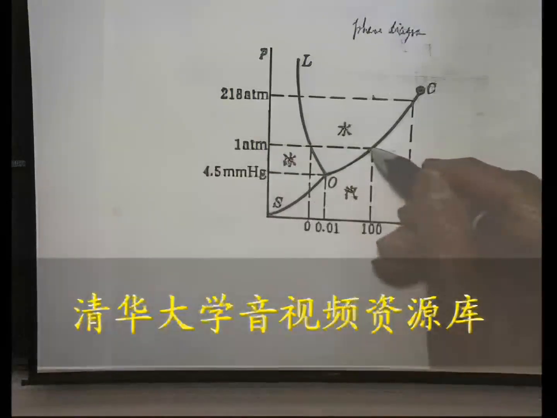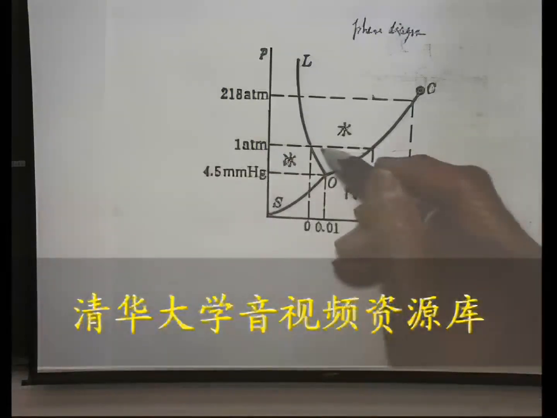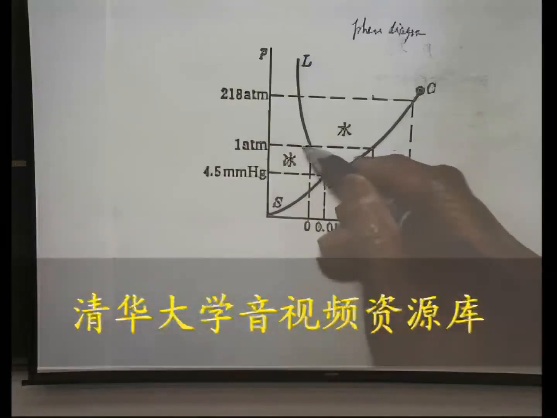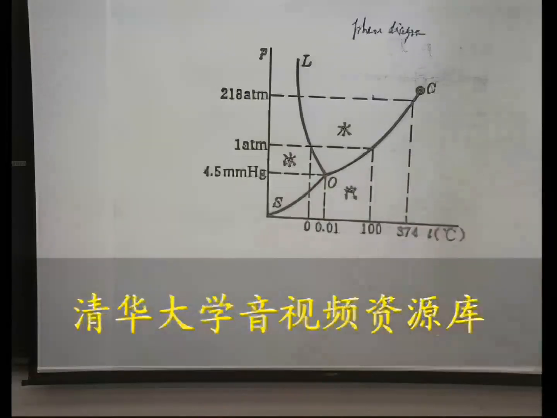我们大家都知道 as you cool water at 1 atmosphere, when you reach 0 degrees, it would begin to freeze. And if you further cool it down, it becomes ice. So this is the phase diagram.